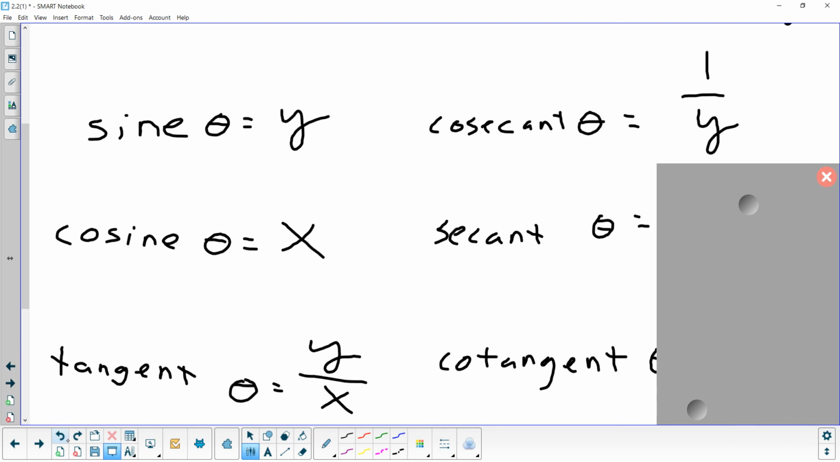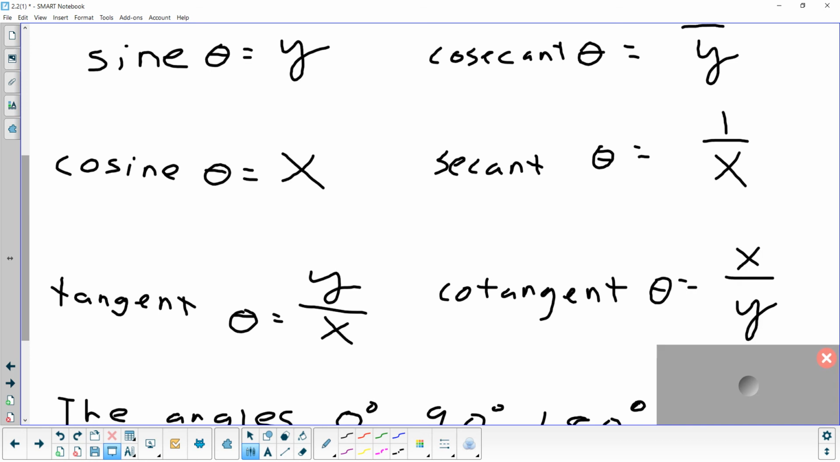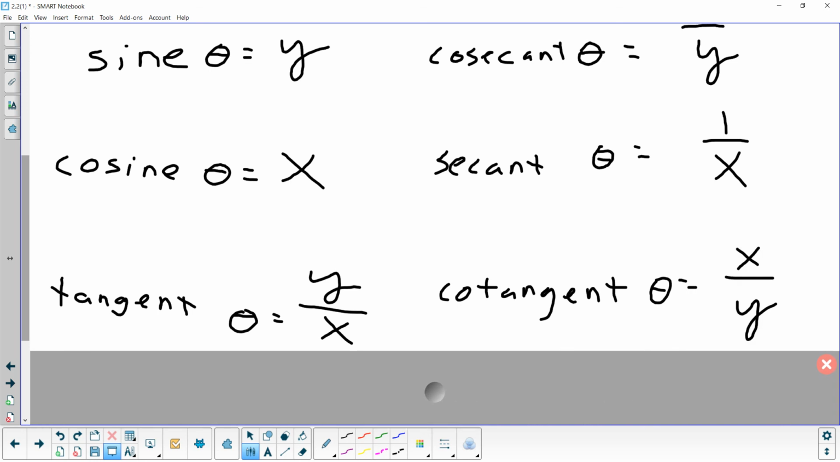Probably 1 over x. Yep, good. It's going to be 1 over x. The secant is what we call the reciprocal of cosine. It's the cosine flipped. And how about the cotangent? Jacob, what do you think the cotangent is going to be? X over y. Yep, cotangent is going to be x over y. So those are our 6 formulas, all based off of a coordinate.